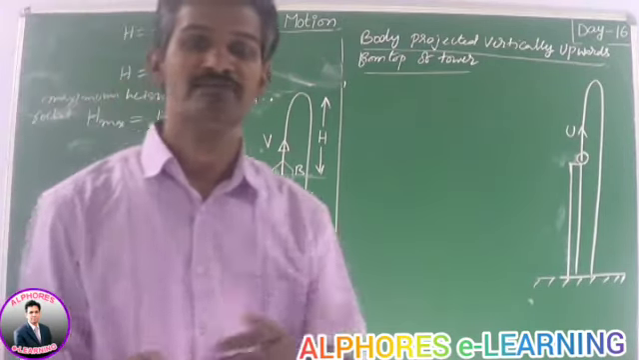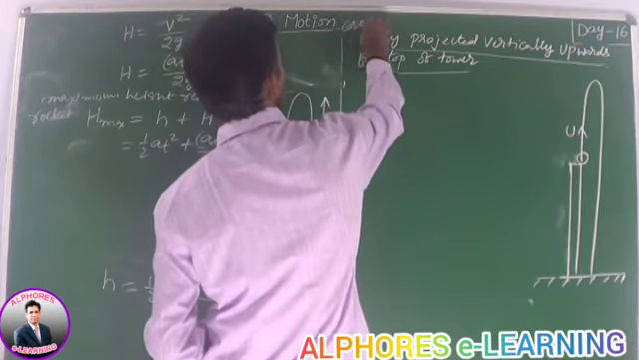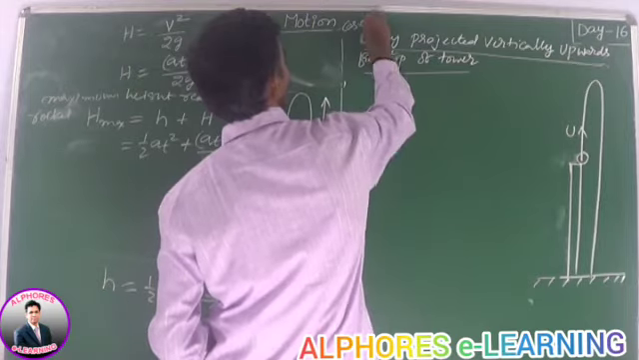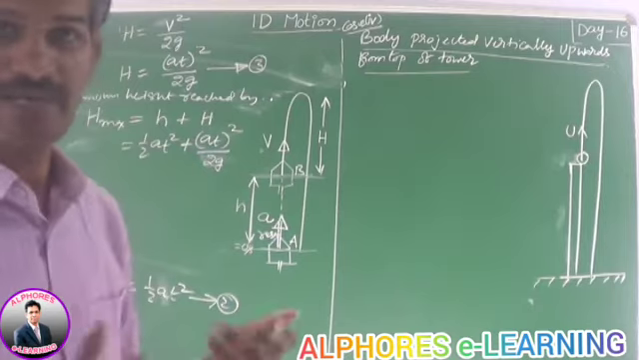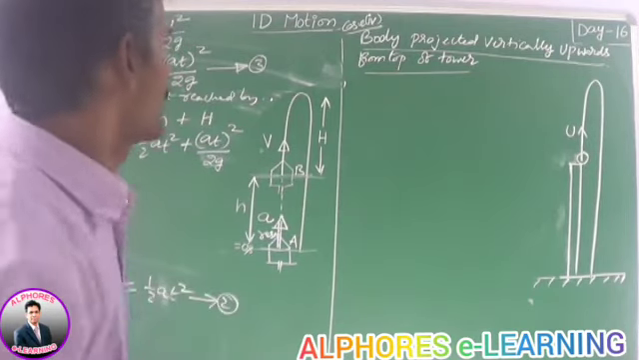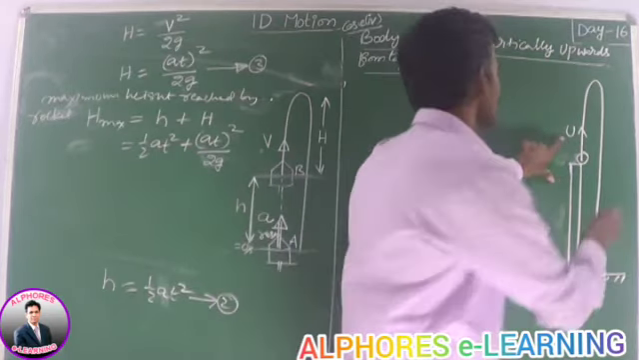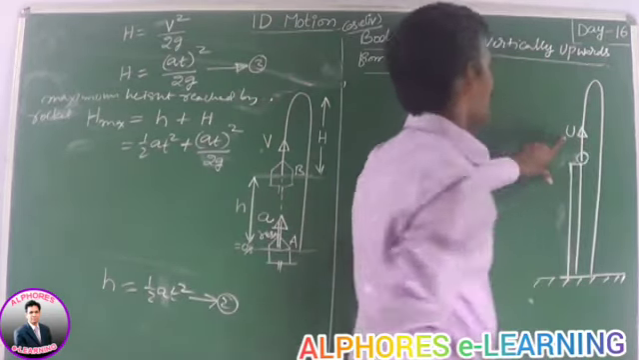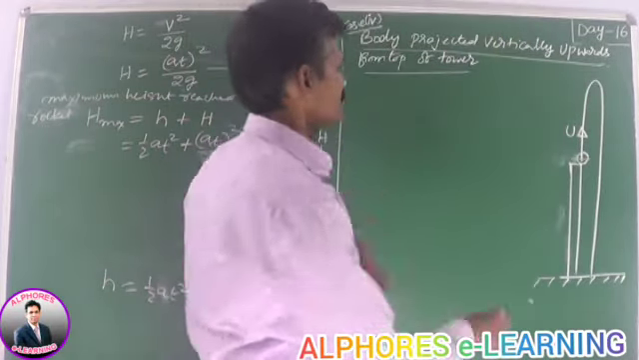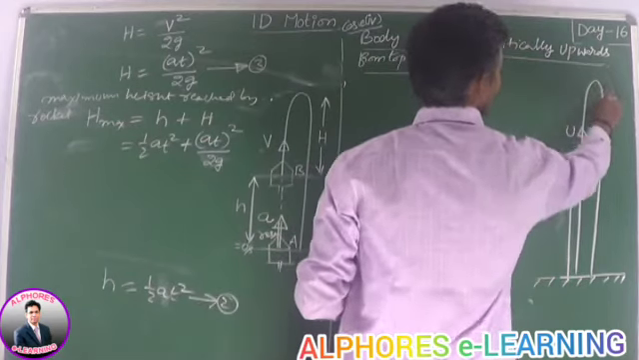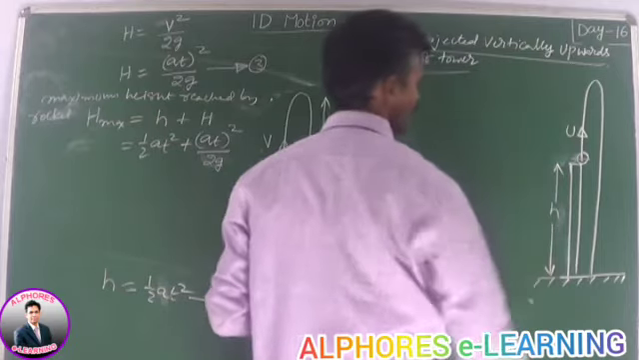Next students, I am shifting to our next case, that is case 4. This case 4 is a body projected vertically upwards from the top of a tower. So I am considering here a body projected vertically upwards with initial velocity u at some time t equal to 0. It travels vertically upwards from some height h, thereafter it falls down. Let our tower height be some h.